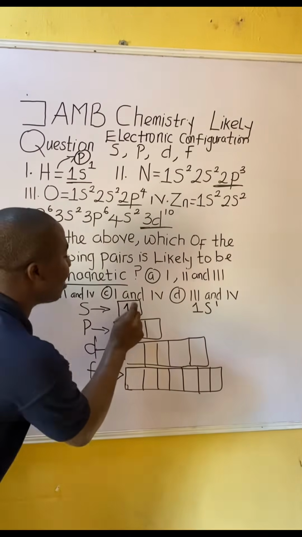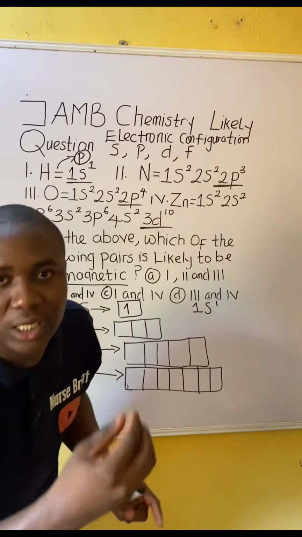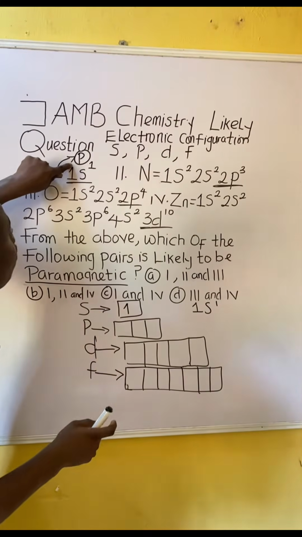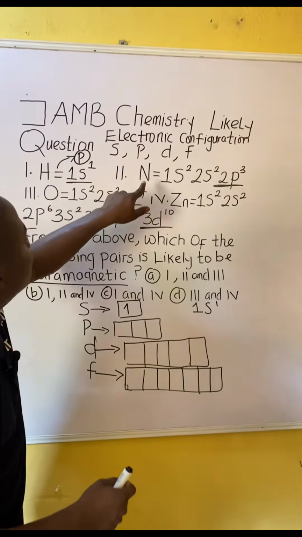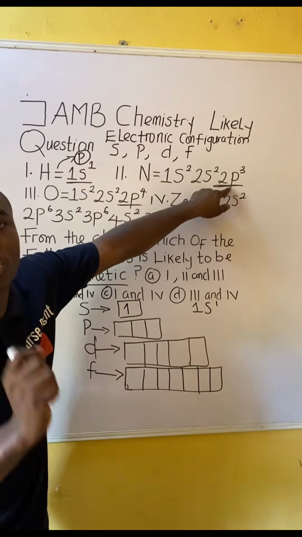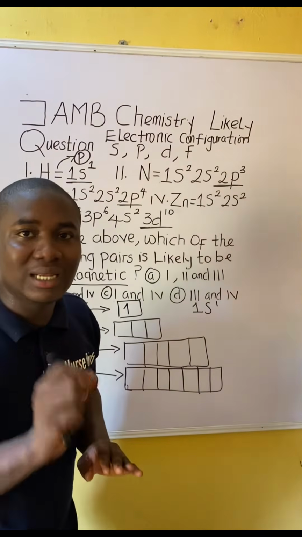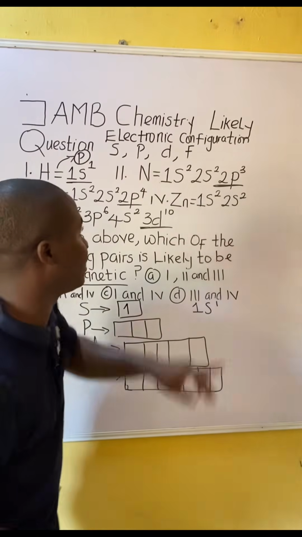So in this case, hydrogen is unpaired. Hence, hydrogen should be paramagnetic. Are you there? So let's check the next element, which is nitrogen. Remember to take note of the last orbital, and in this case it is the 2p3 orbital. You can see it here.